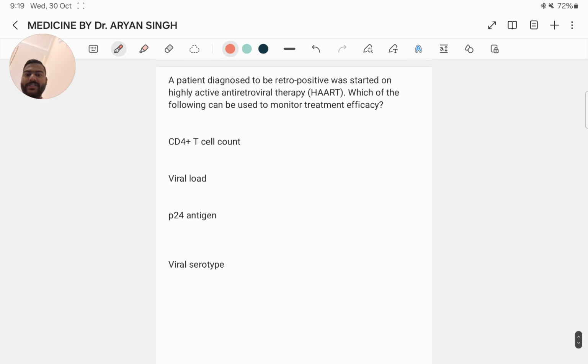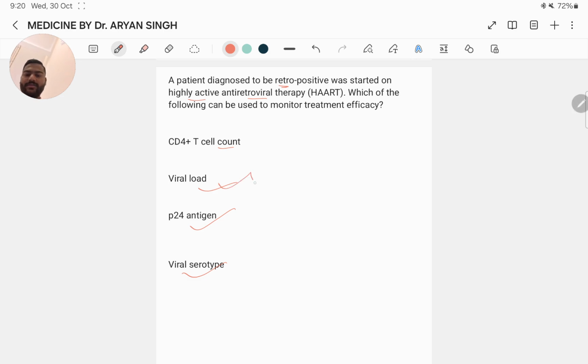Next question. A patient diagnosed to be retropositive was started on highly active antiretroviral therapy. Which of the following can be used to monitor treatment efficacy? CD4 plus T cell count, viral load, P24 antigen, viral serotype.